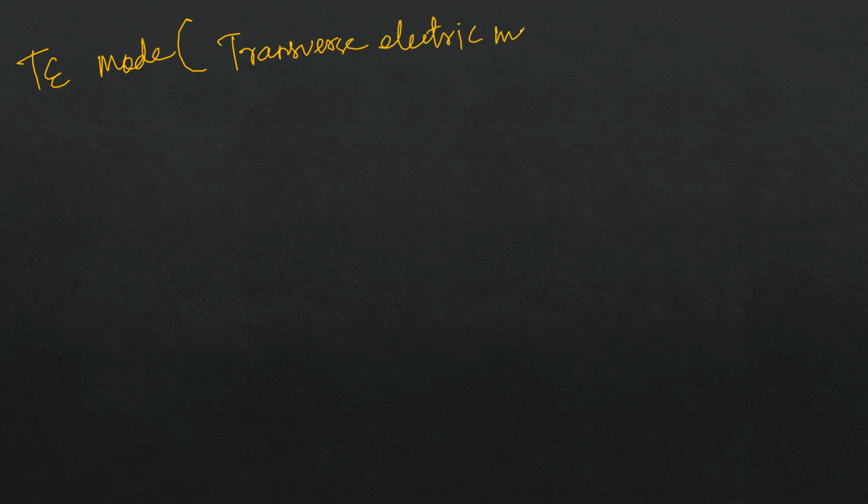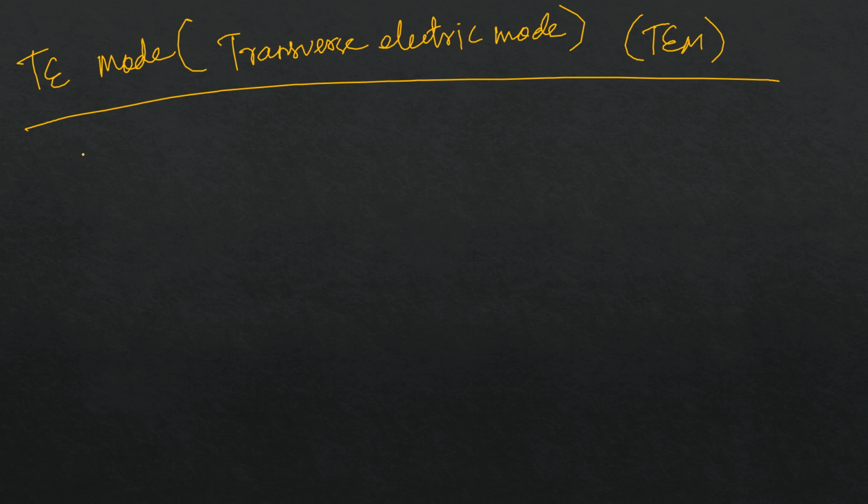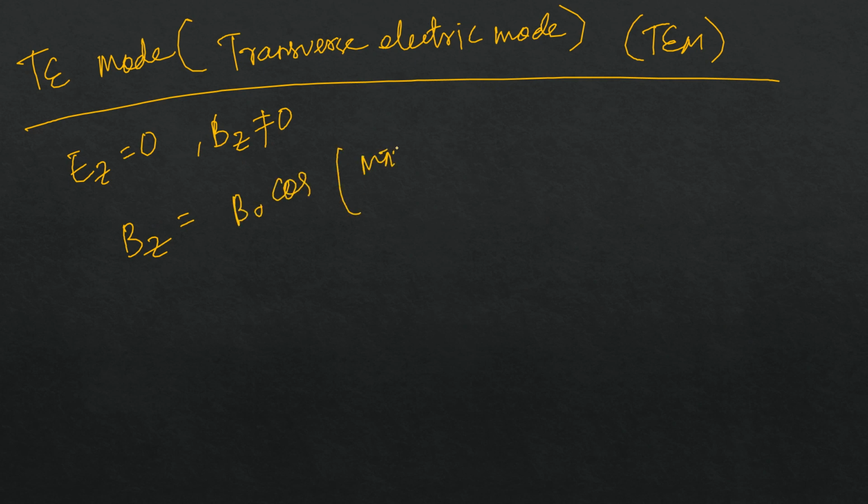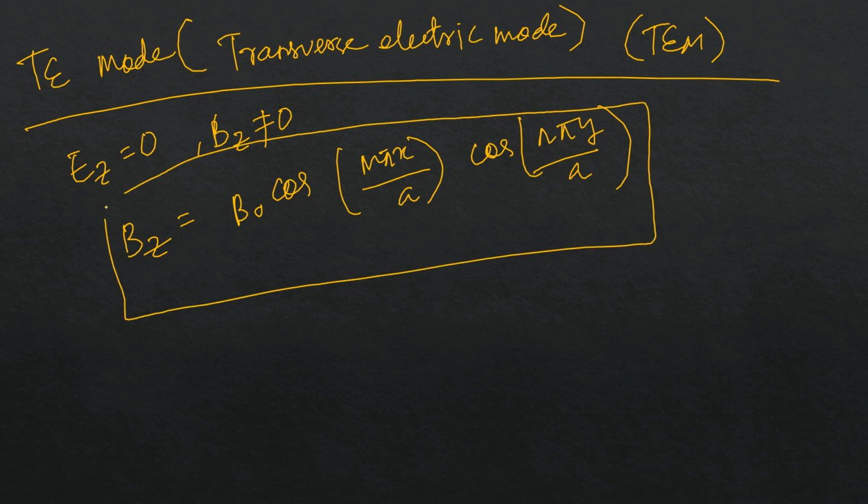Next is the transverse electric mode, TE mode. Okay. So in transverse electric mode, what happens? Electric field Ez is equal to 0, but Bz is not equal to 0. Okay. But what is Bz then? Bz is B naught cos m pi x by a into cos n pi y by b. Okay, this is Bz. Have to remember this.